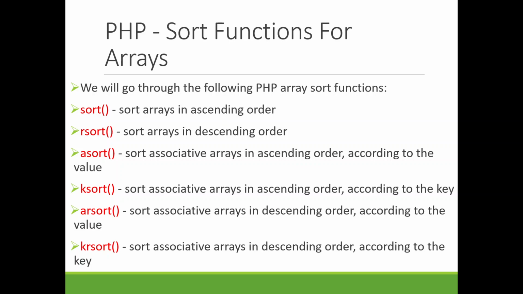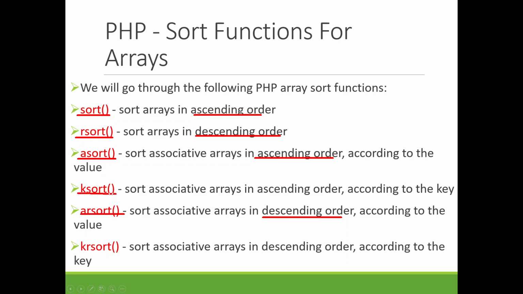So these are the functions. The first one here is called sort. It's used to sort an array in ascending order. Then we have rsort. You can think of it as reverse sort, used to sort the array in descending order. Then we have asort, used to sort associative arrays in ascending order. So this one is for associative. And we have arsort, which is the opposite of that, in descending order.